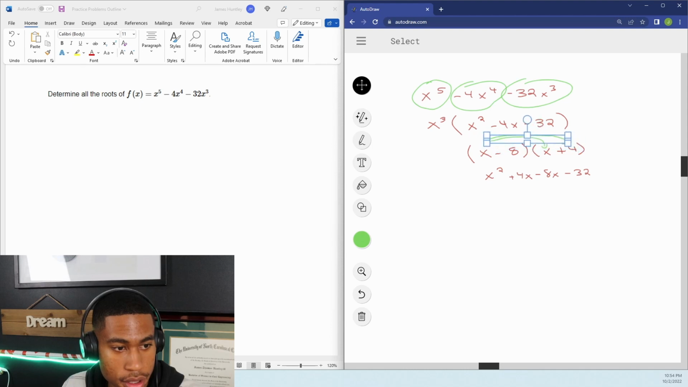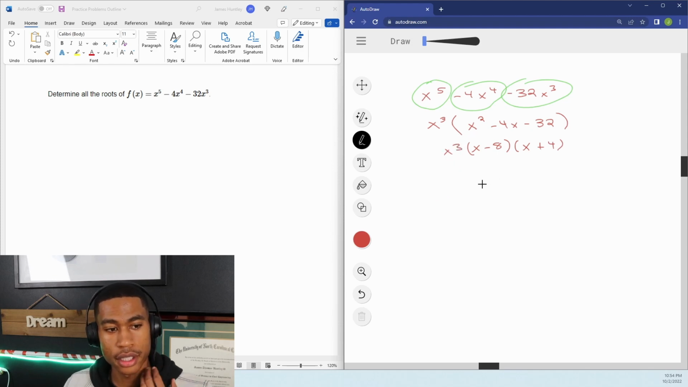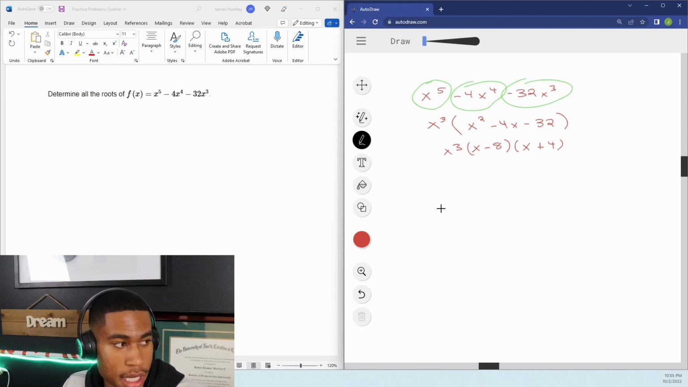So, enough of that. I may have to just rewrite it. So x minus 8, and then x plus 4. Perfect. So now it looks like I can determine my roots, right? I got it in the simplest form possible. I didn't change up my function, but I can now determine the roots.